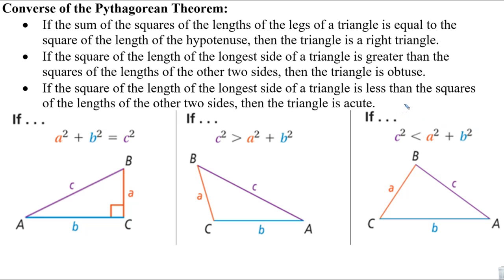And then in the other direction, if the square of the length of the longest side of a triangle is less than the sum of the squares of the lengths of the other two sides, then the triangle is acute. So if c squared is less than a squared plus b squared, we have an acute triangle. Because again, if I start with a right angle and I make that hypotenuse smaller, that right angle is going to have to shrink and be acute. So if c squared equals a squared plus b squared, we have a right triangle. If c squared is greater than, we have an angle that's greater than a right angle and an obtuse triangle. And if c squared is less than, we have an angle that's less than a right angle. We have an acute triangle.